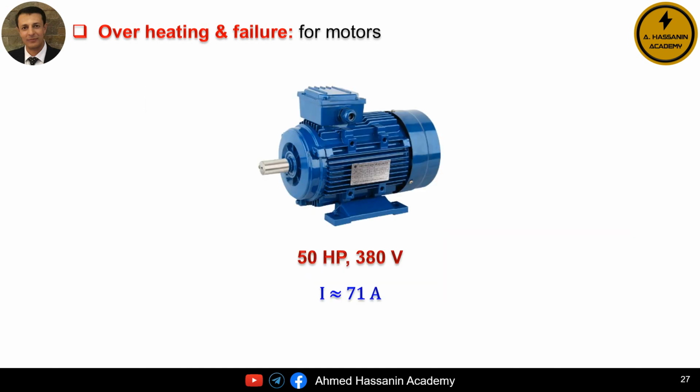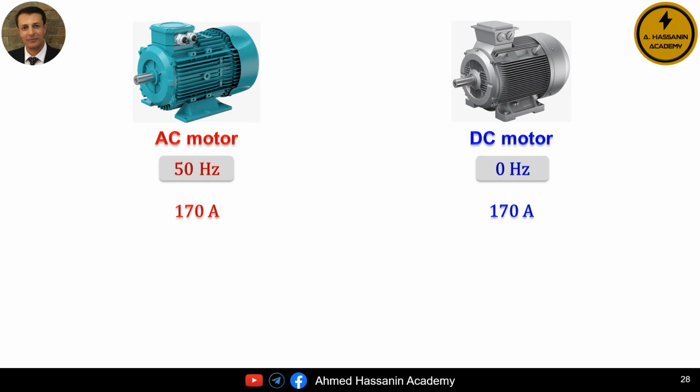Certainly, the skin effect phenomenon will also affect electric motors and cause an increase in the temperature of the motors, which may ultimately lead to the complete failure of the motors. For example, we have a motor operating at a frequency of 50 Hz, and let us assume, for example, that the rated current of this motor is 170 amperes. And let us assume, for example, that there is another motor, but it operates on direct current, and its rated current is also 170 amperes. Since it is direct current, this means that the frequency in this motor is 0 Hz.